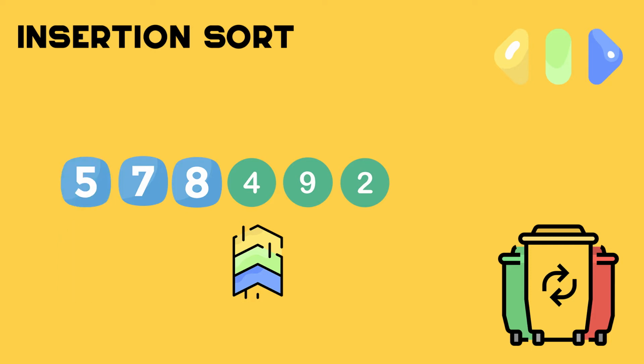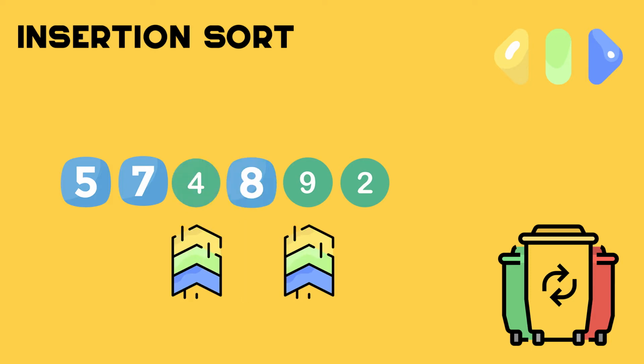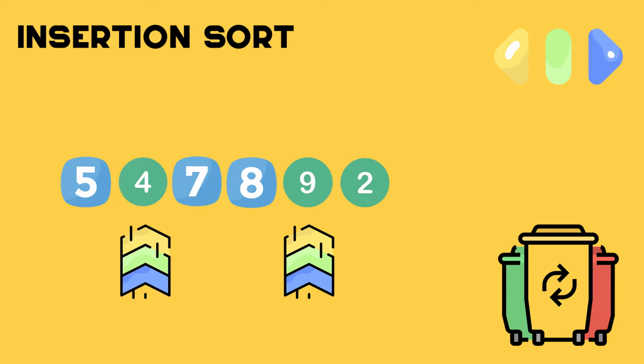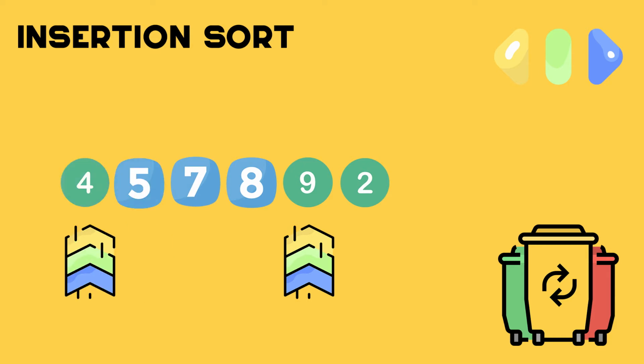Now that 5, 7, 8 is sorted, we start from the 4 and check if the 4 is less than 8, which it is, so we switch the position and check the 4 again by comparing it with 7. It's less, so we switch again and check the 4 again with 5. It's less, and we switch the same way.